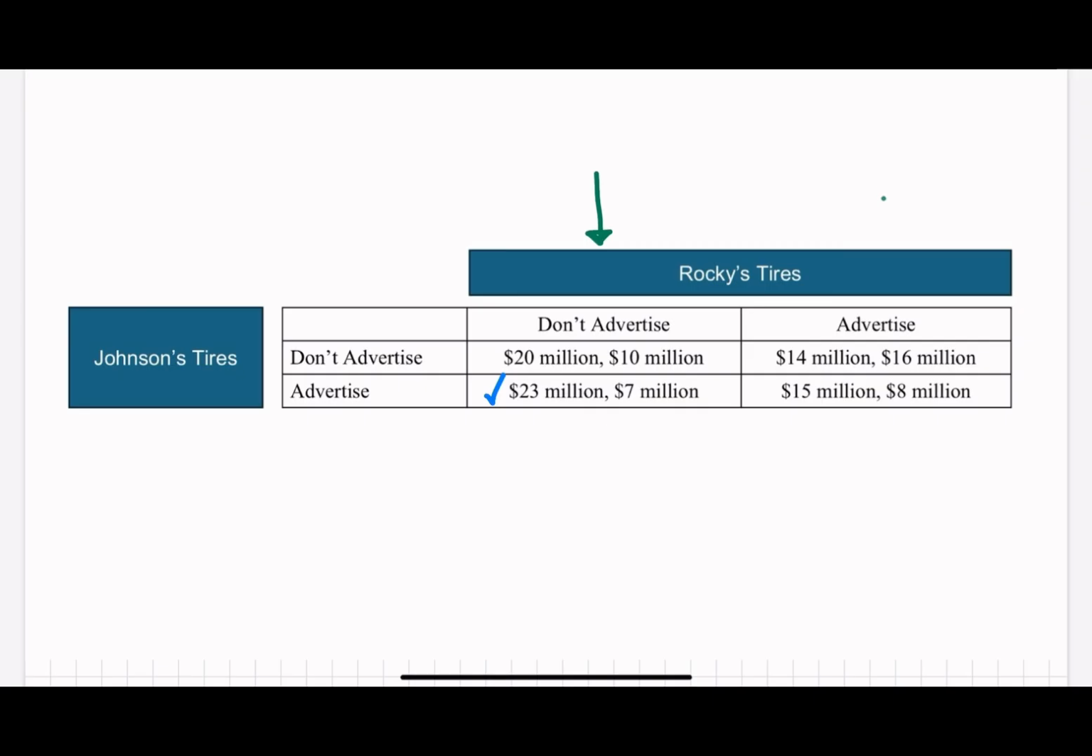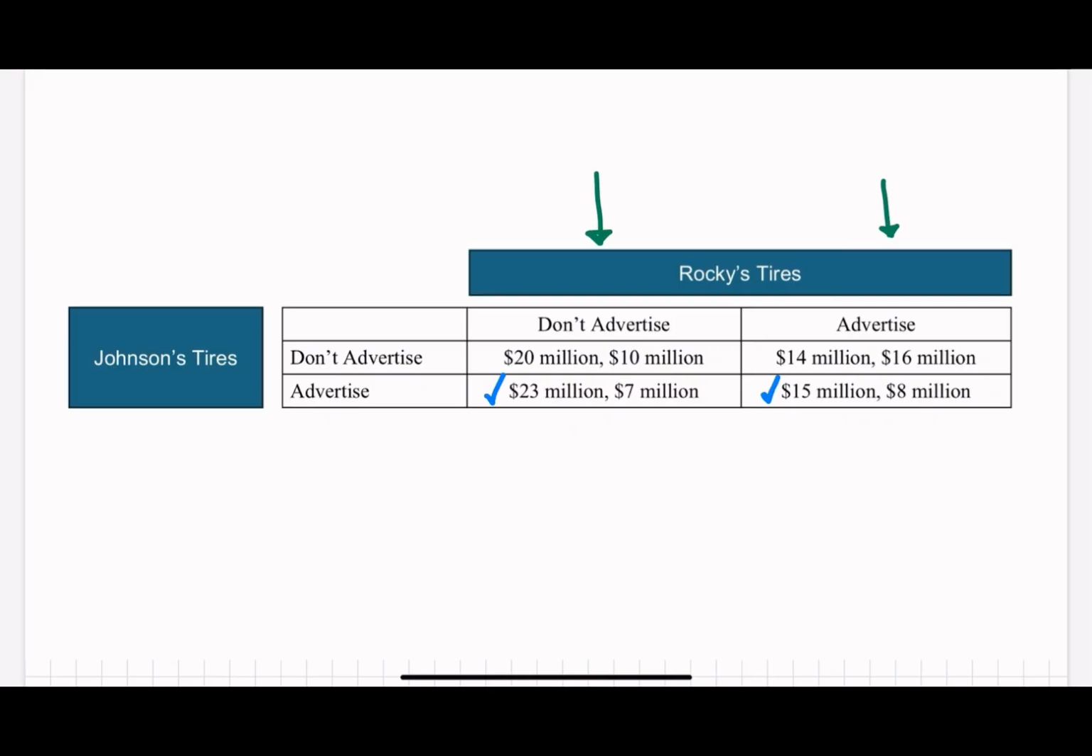Now, if Rocky chooses to advertise, what would Johnson Tire do? Well, they're going to choose between $14 million and $15 million, because that's their strategies, to advertise or not. And so we're going to put another check mark here, because it's in Johnson Tire's best interest to advertise. And what you notice here is that independent of what Rocky Tire decides to do, based on these payoffs, Johnson's Tire is always better off to advertise. We call that a dominant strategy. Well, now let's look at Rocky.